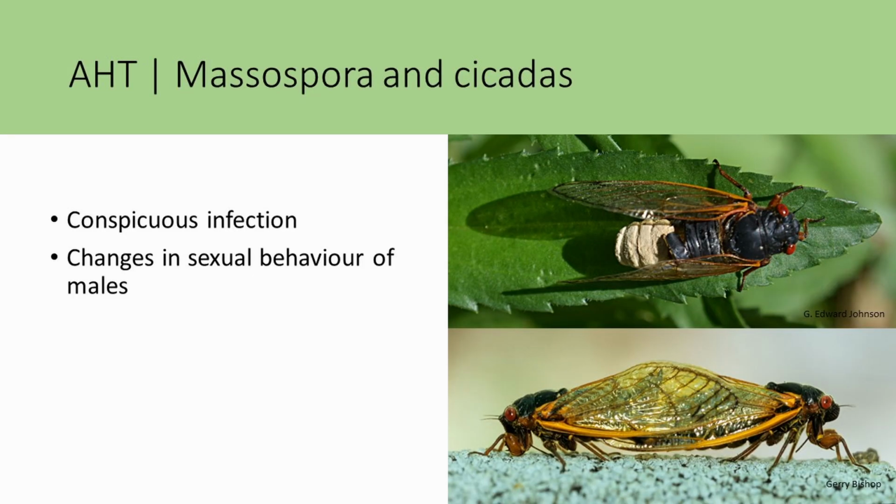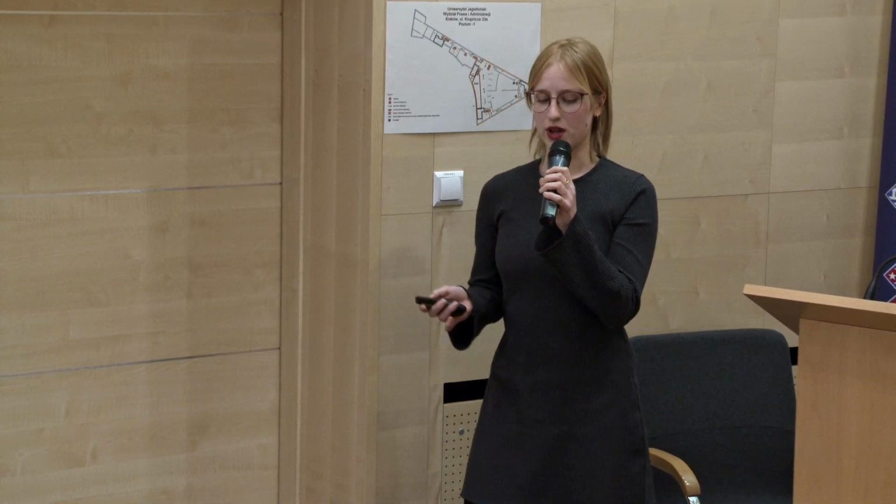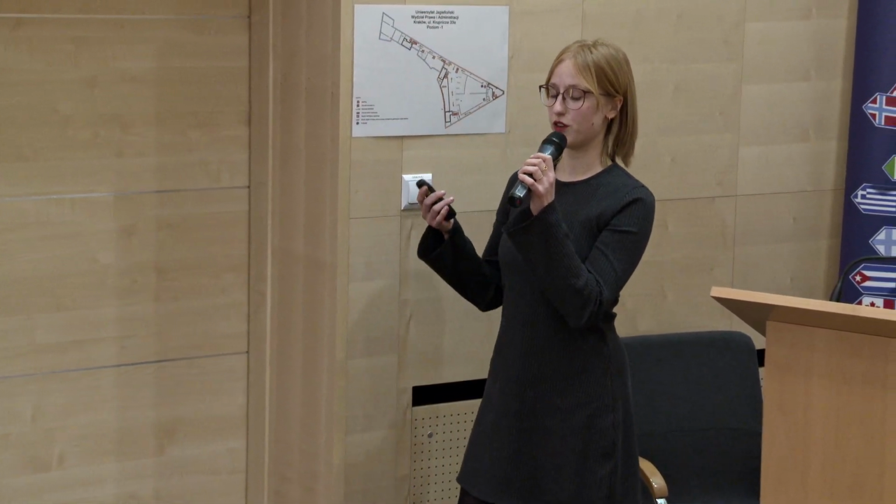So a great example of active host transmission is the infection of cicadas by the Massospora fungus, where in the first stage of the infection, you cannot in any way differentiate an infected cicada from a healthy one. Later on, the abdomen swells up and eventually falls apart, revealing the fungus that has been growing within. Then the cicada is going around doing its usual daily business, and the spores fall from the abdomen-like structure and can infect other individuals.